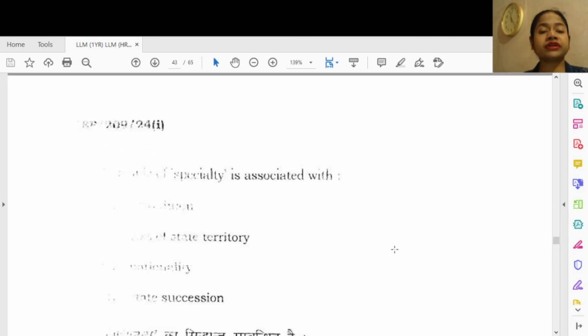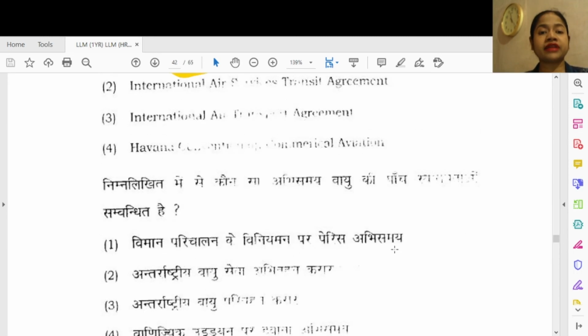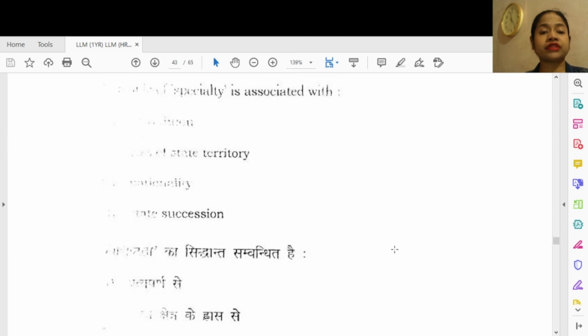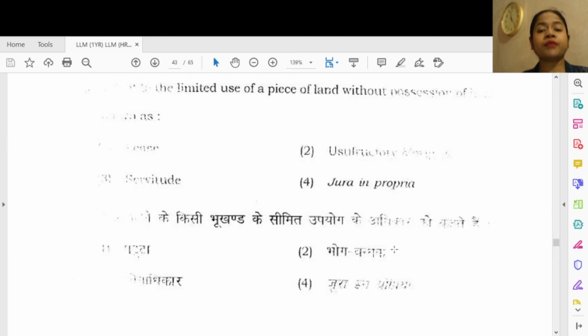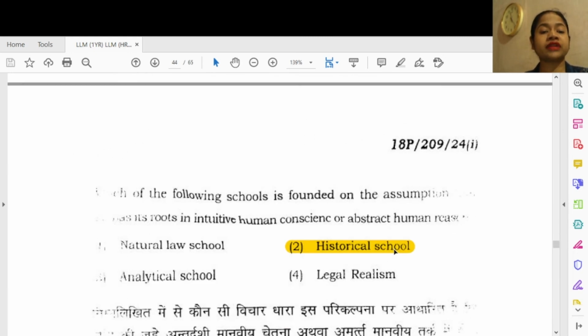So I haven't solved these questions because, as you can see, the questions are illegible, they are not properly scanned, so I didn't understand the question and this is the reason why you do not have the answer.